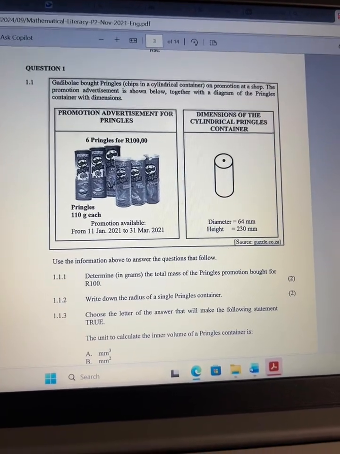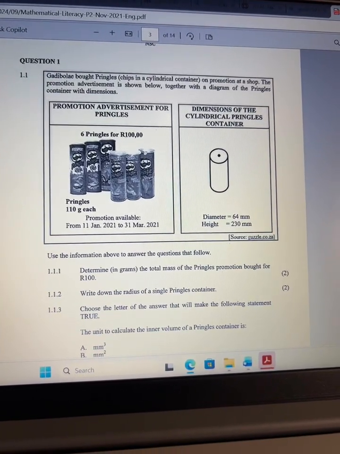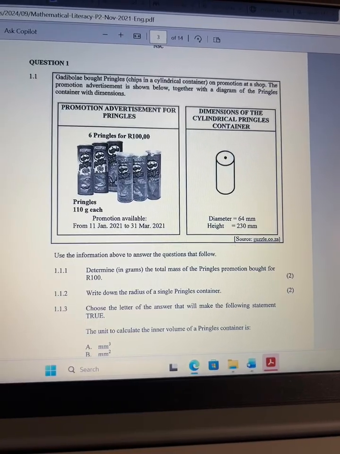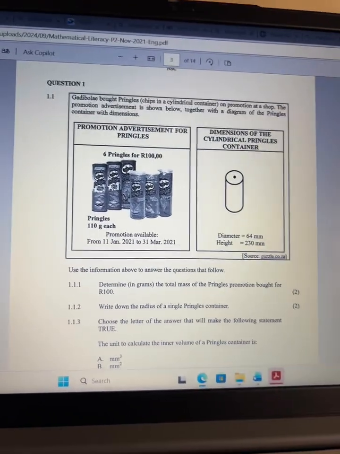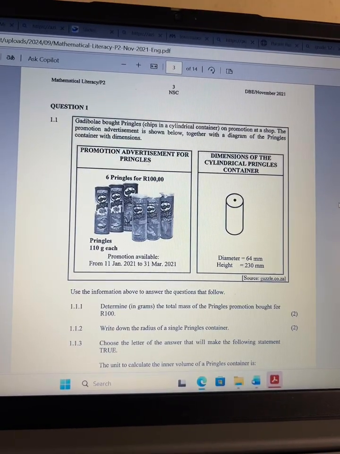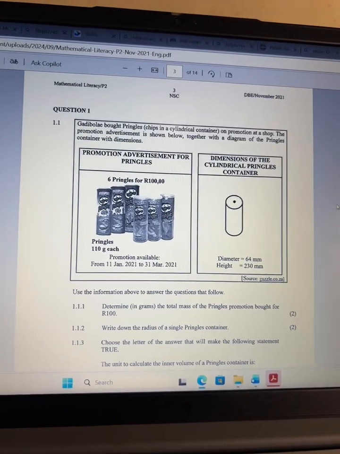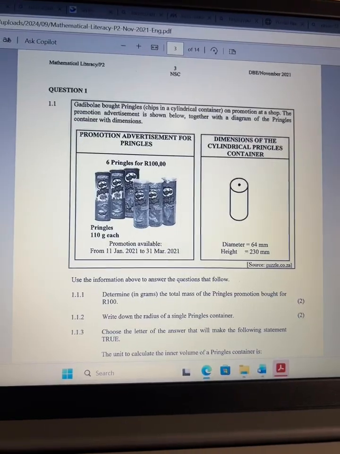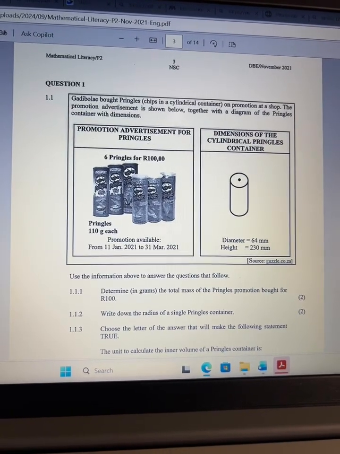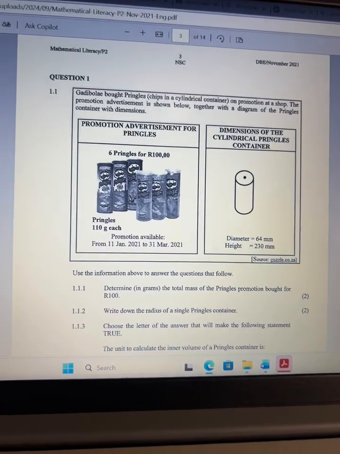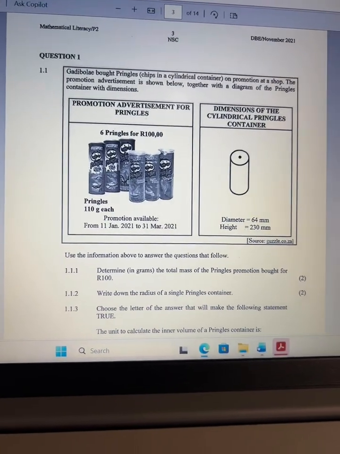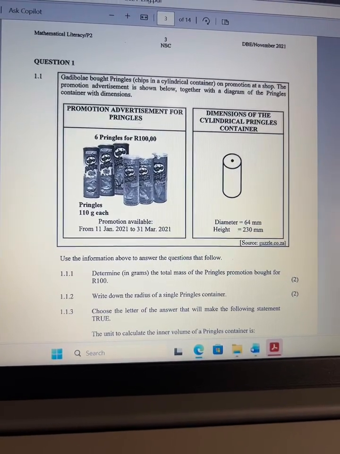Welcome back, mathematics learners. We are going to treat the November 2021 question paper, wherein we're going to solve question 1. In this question 1, they have given us the picture there, which is the Pringles packages. The scenario is on the top, so let's read the scenario.